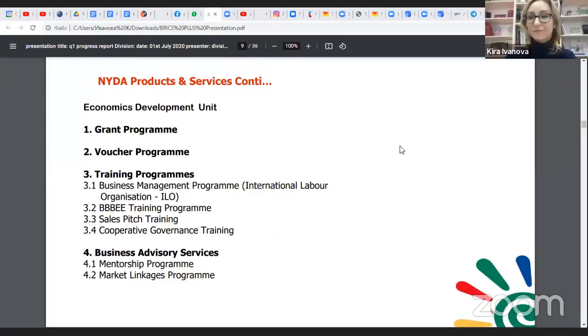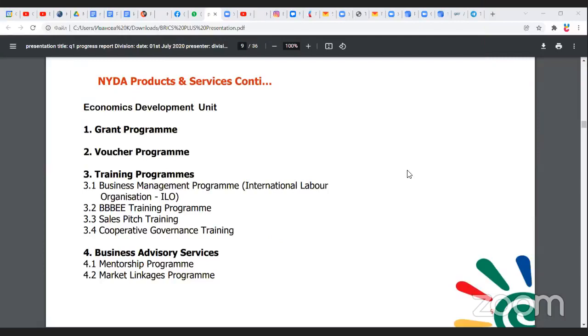So I was saying that we'll talk about the training programs, and then we'll also talk about the business advisor programs that include the mentorship program and market linkages program. You can go to the next slide.